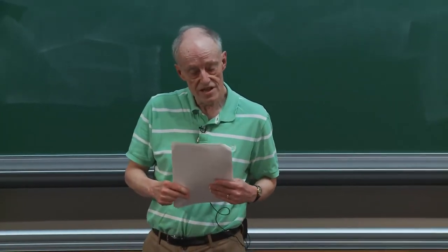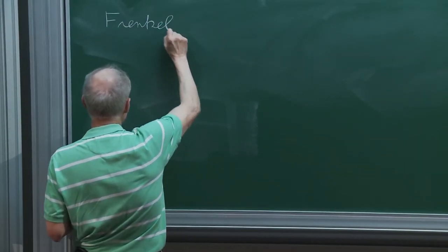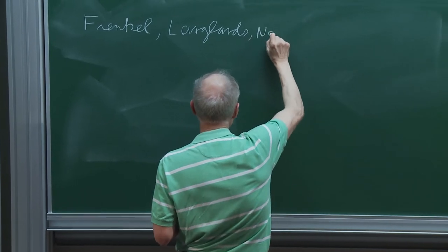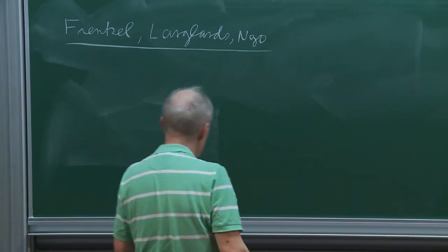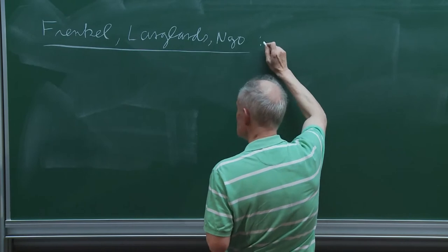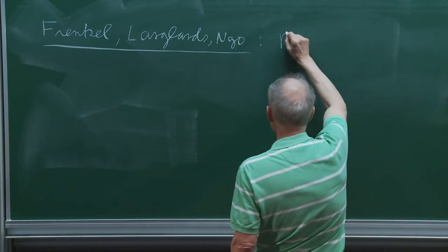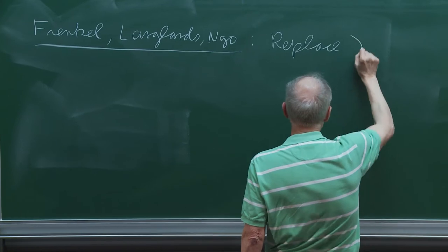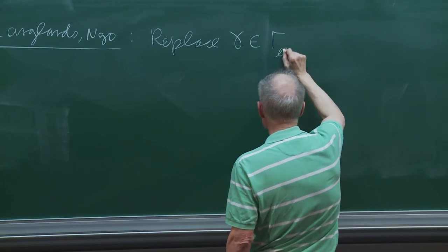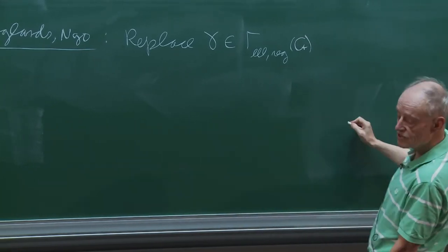So perhaps the first thing to say about them is a proposal or suggestion in a paper of Frenkel, Langlands and Ngô. And it seems a harmless enough suggestion, but it's a kind of notational, kind of philosophical proposal. It's to replace an element gamma, a regular elliptic semi-simple element in G(Q), by its characteristic polynomial.